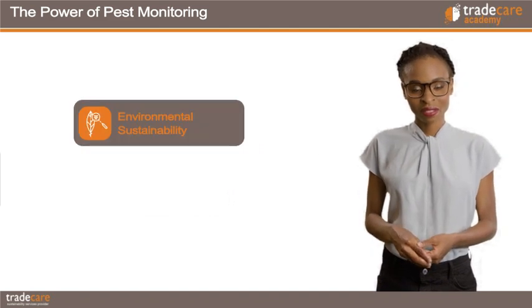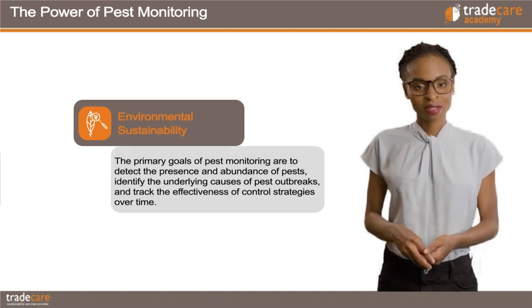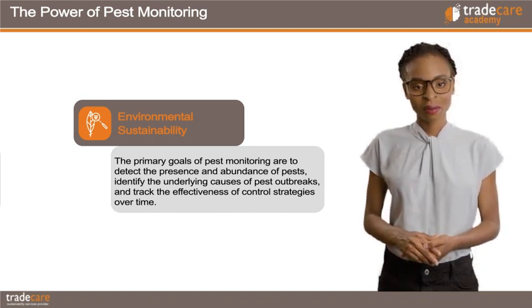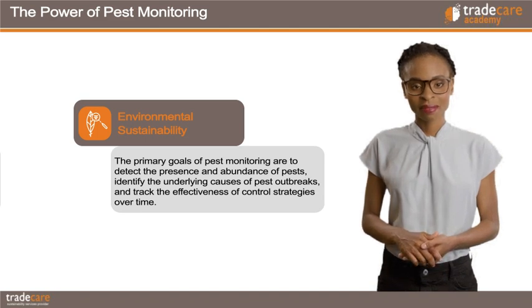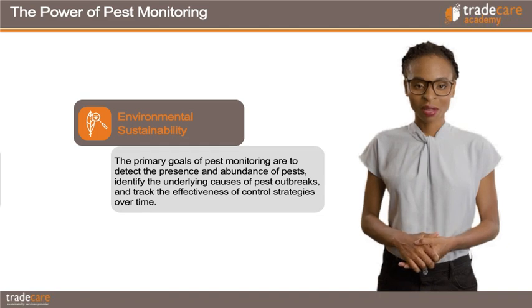Lastly, environmental sustainability. The primary goals of pest monitoring include detecting the presence and abundance of pests, identifying the underlying causes of pest outbreaks, and tracking the effectiveness of control strategies over time. This focus on sustainability is vital for promoting long-term agricultural health.